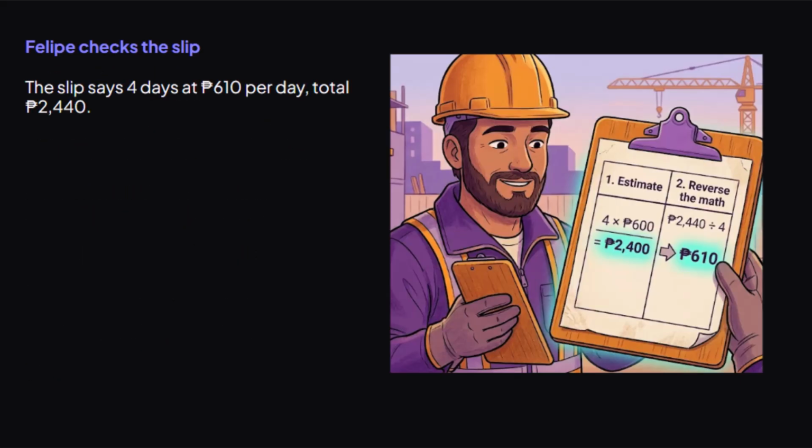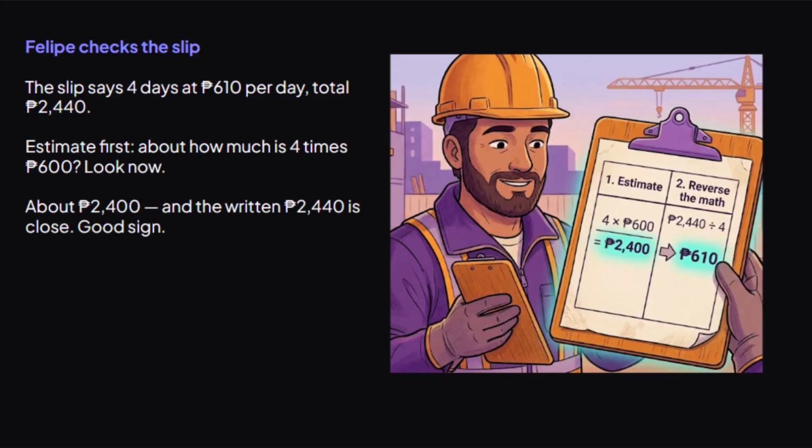So let's check. The slip says 4 days at 610 per day, total of 2,440. The first way is to estimate. About how much is 4 times 600? If we multiply 600 by 4, that will give us 2,400. And the written is 2,440, so it's close. Good sign.